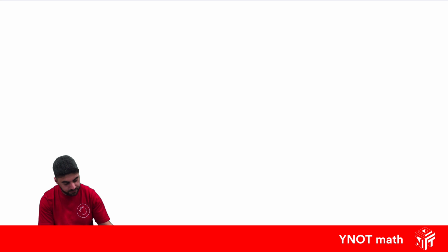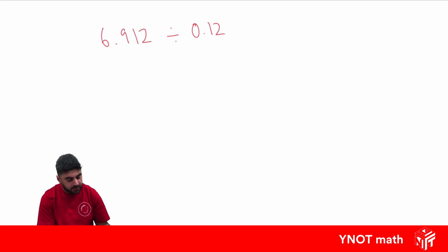Let's look at 6.912 divided by 0.12. Now, when we divide decimals, we always want to be dividing by a whole number, not a decimal. Which means we're going to have to move this decimal place 2 places to the right, which means we have to do the same over here. So moving them both 2 decimal places to the right makes us have 691.2 divided by 12.